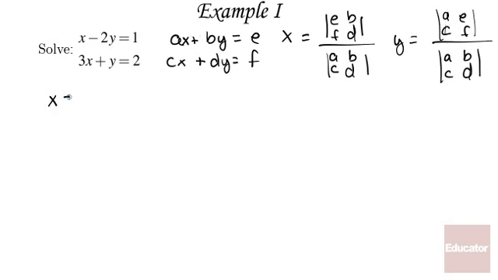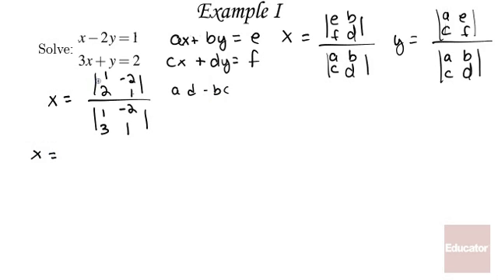Therefore, if I'm solving for x, let's start out with the denominator. So the denominator is going to be, coefficient of x is 1. The other coefficient of x is 3. Coefficient of y is -2, and the other is 1. In the numerator, I'm going to keep the y section the same. I'm going to replace x with the constants 1 and 2, the x coefficients. Now, I'm just going to recall that in order to find the second order determinant here, if this is a, b, c, d, it's going to be ad minus bc.